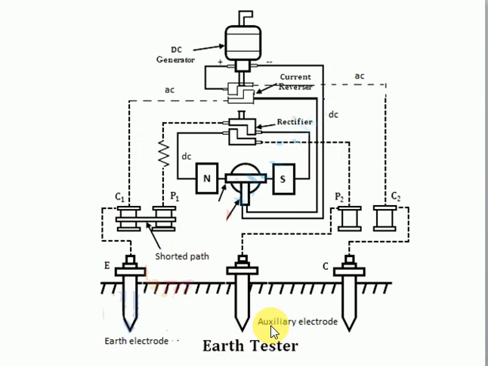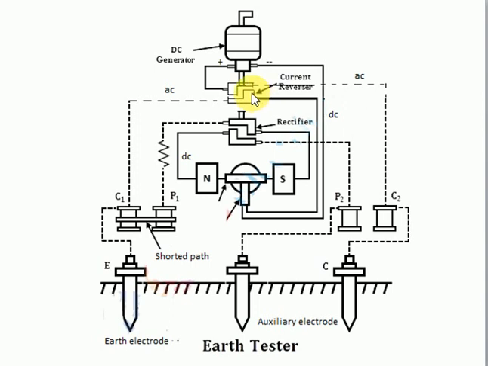Now what does this current reversal actually do? The generated current is in the form of DC, and we have to pass the current in the form of AC through the ground. Why? Because if we pass the DC current through the ground, that will create an electrolytic effect. So that's why we should pass AC current through the ground. That is the reason the current reversal is used.